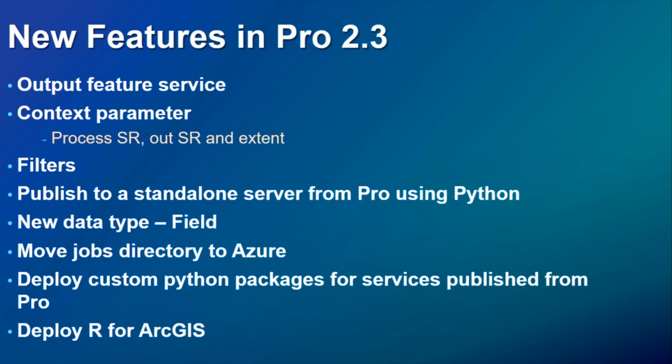The last three are for administrators. If your GP service always has a huge output, you can move your jobs directory to Azure, which helps you control the disk space of your server. Also, if you have custom Python packages or third-party Python packages in your script tool and want to publish them from Pro, you can do it now, though there is some special configuration you need to do on the server side too. And if your script has R script tools and you want to publish them, you can do that now too. We have documentation to tell you how to set them up on the server.